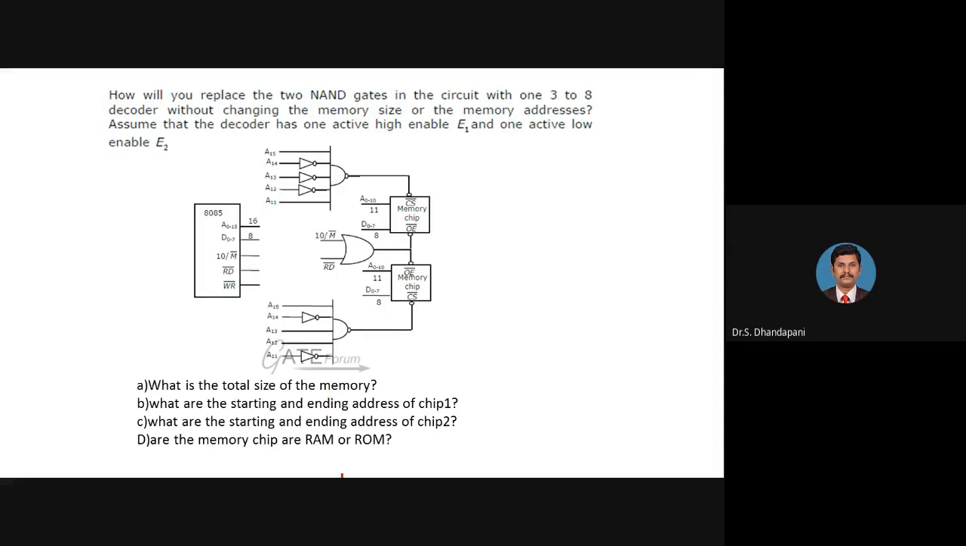Before answering the final question, let us understand the meaning of the question clearly. The first chip uses 11 address lines. If it is using 11 address lines, what will be the memory capacity? It will be 2 power 11. What is the value of 2 power 11? Any guess?